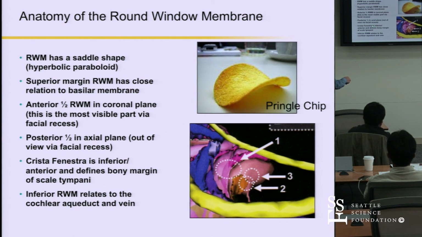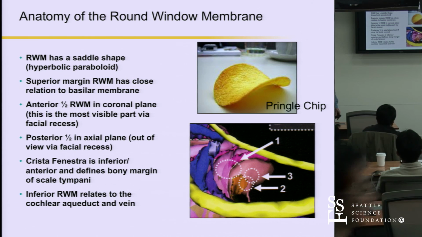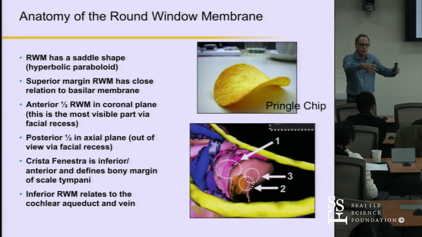The crista fenestra is the area of the inferior anterior round window membrane and defines the bony margin of the scala tympani. So you'll hear us use that term a lot, crista fenestra, because you will remove the crista fenestra when you extend the round window membrane into a cochleostomy.